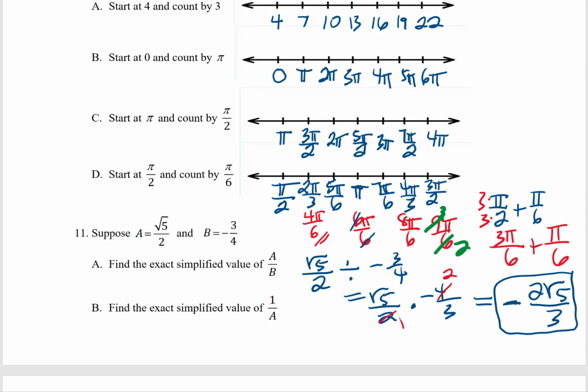Let's see. In part B, I'm doing 1 divided by the A value, the root 5 over 2. I wrote 1 as 1 over 1 to make it look more normal. I'm going to have to change this to a multiplication problem, so multiply by the reciprocal. There's no canceling here. I'm just going to end up with 2 over the square root of 5.